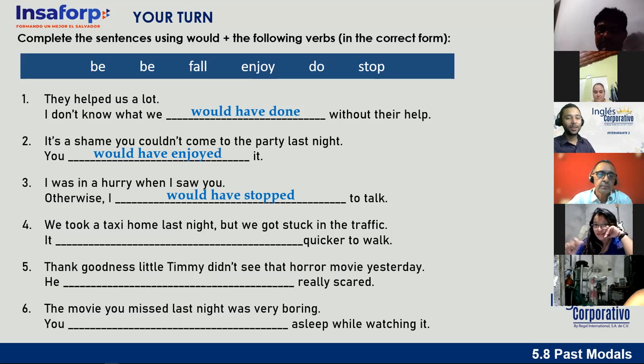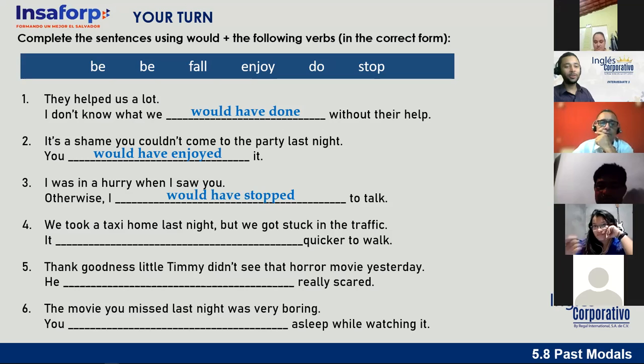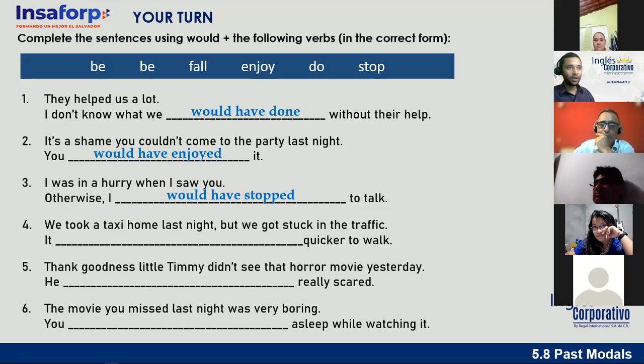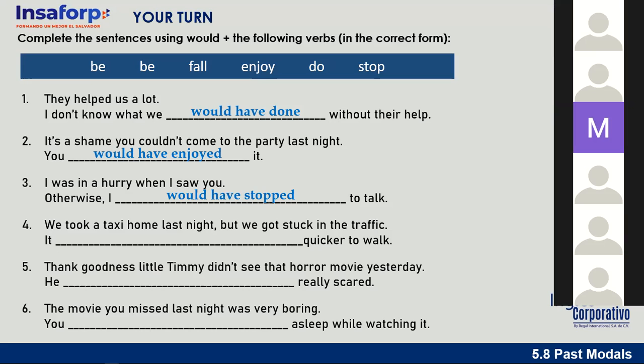That's right. I was in a hurry when I saw you. Otherwise, I would have stopped to talk. Iba a la carrera cuando te vi. De no haber sido así, me habría detenido para hablar. Okay, very good. So, Francisco Isaac, I understand, wanted to participate. What about number four? Are you there? Ah, okay, there's Francisco.